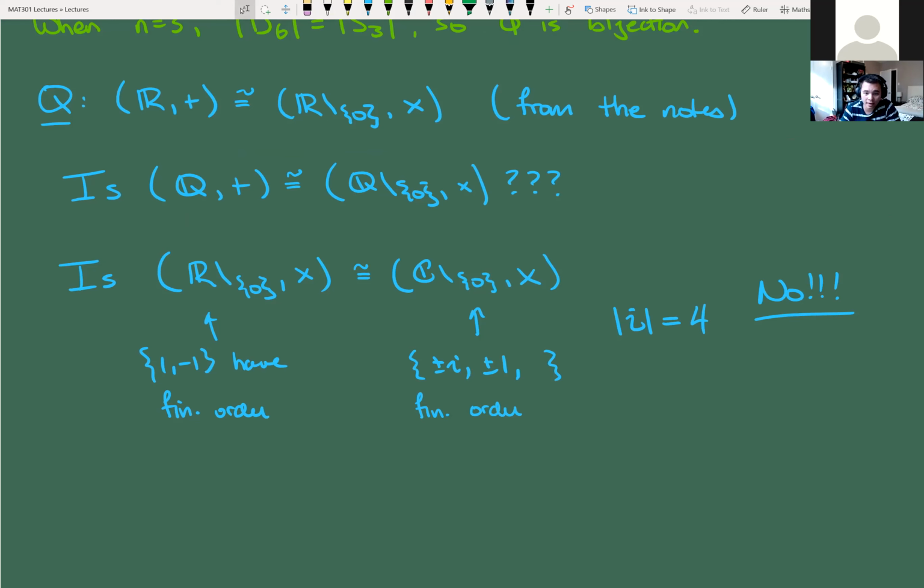In fact, can anyone tell me what the things of finite order are here? Does anyone actually know? I'll let you think about that. I'll see if you guys can think of what those things might be.